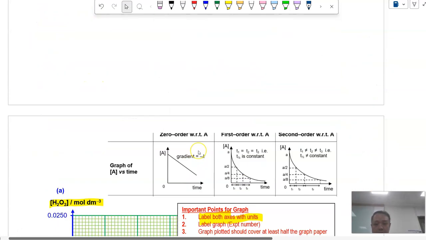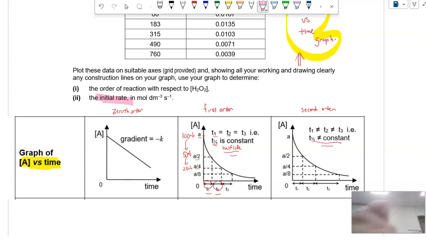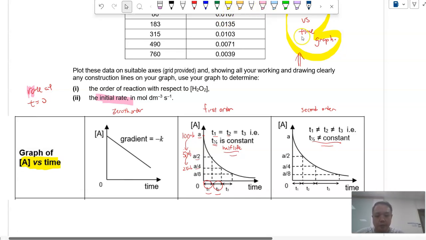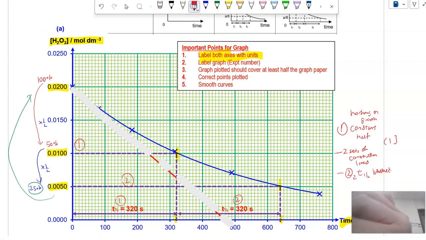We will now move on to the second part of the question, where we're supposed to look at the initial rate. So recall what initial rate is. Initial rate means rate at time t equals 0. So how do I find the rate of a reaction at time t equals 0? Recall what rate is. We have a concentration-time graph. Remember, rate is always about a change in concentration per unit time.